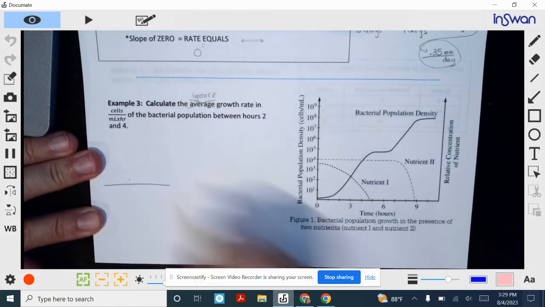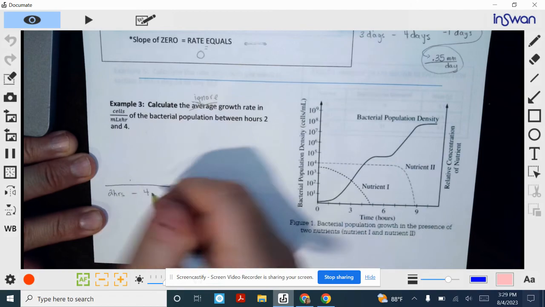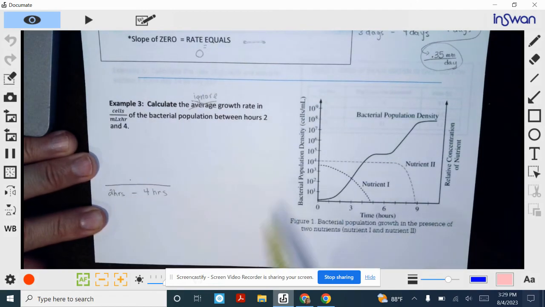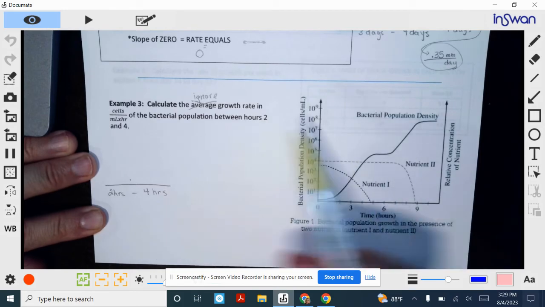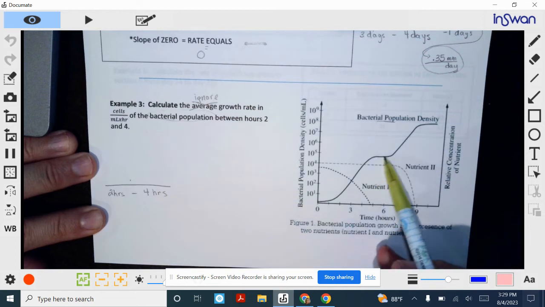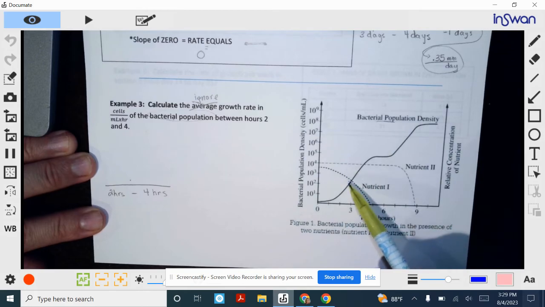So let's do that. So let's write 2 hours to 4 hours. Okay, and then now we're going to read our table. So it looks like it says bacteria population. Bacteria population is this line. So we're going to look at this line and ignore those dashed ones. See how they put a bunch of extra information on there that you have to learn to ignore. It's there to confuse you. So we don't want it to confuse us.